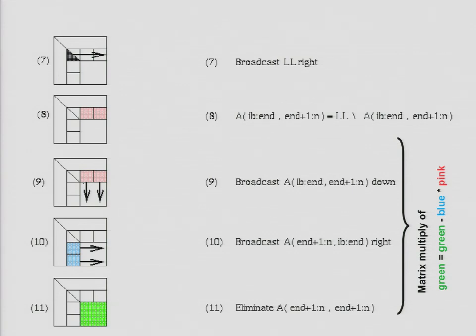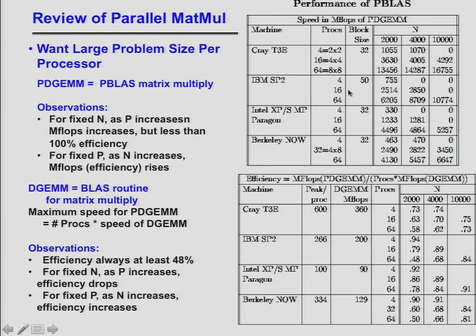But let me show you some performance data, and then I'll show you some formulas that say whether I've hit the lower bound or not in communication. So let me just remind you how fast matrix multiply goes, because this is going to be the inner loop, right? I can't go faster than matrix multiply. And so this is a slide from last time. And let's just look at the bottom part here.